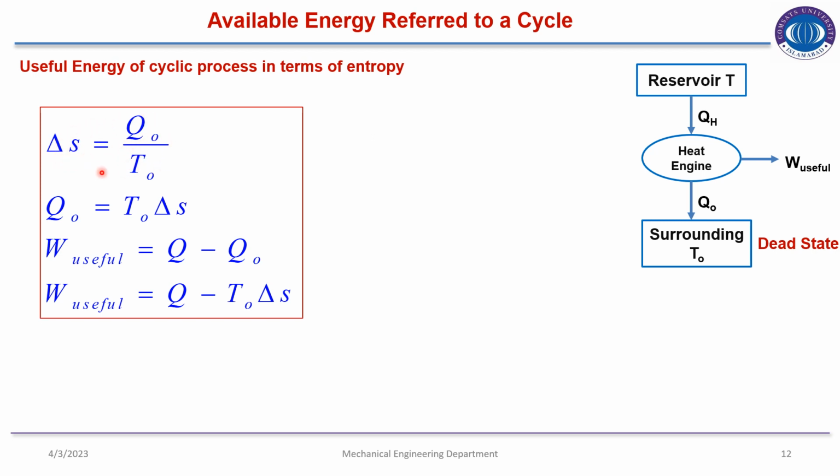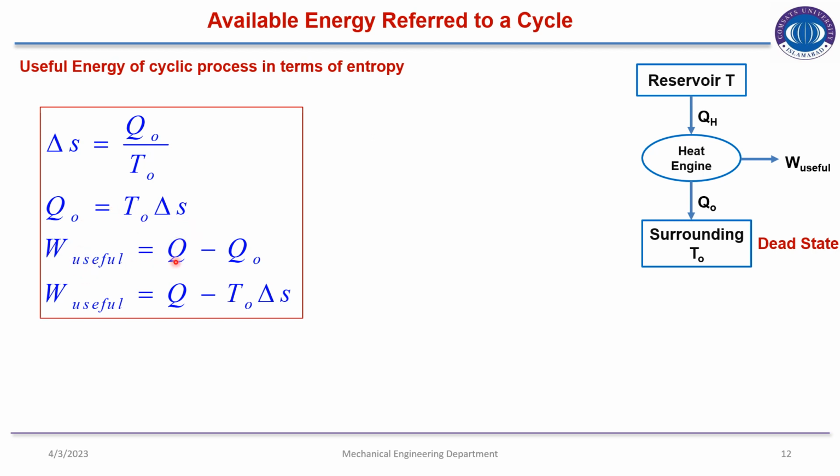We apply this relation of entropy when we are talking about a reservoir, and when we are talking about a finite body, the relation of entropy is different. But here in this case, as we have reservoirs, both the high temperature reservoir and the low temperature reservoir, we will use the relation of entropy, that is dS is equal to Q naught over T naught. So Q naught is equal to T naught delta S.